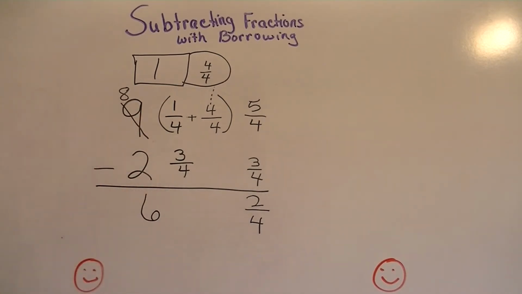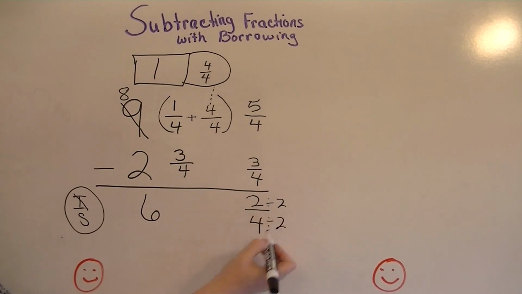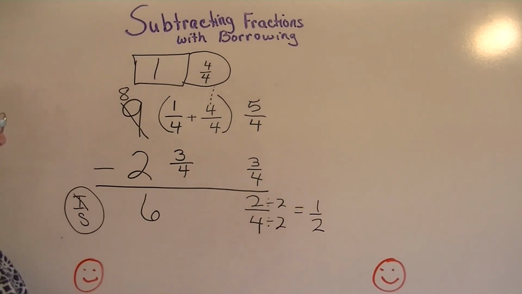Now whenever you get a fraction answer, you need to ask yourself the IS question. The I stands for is your fraction improper, and it's not. The S stands for simplified, is your fraction in simplest form. Well, 2 and 4 both are divisible by 2, so I'm going to simplify them by dividing the numerator and the denominator by the same number, 2. And the answer, simplified, would be 1/2.